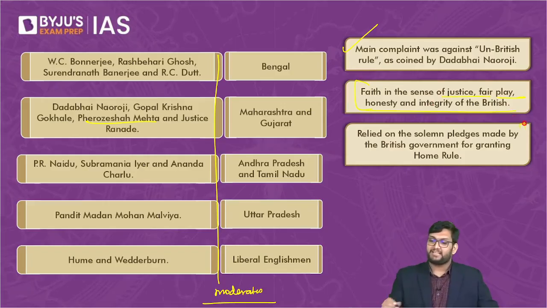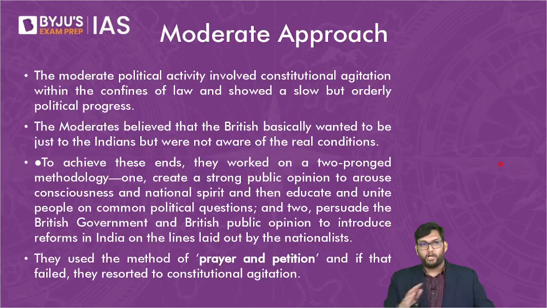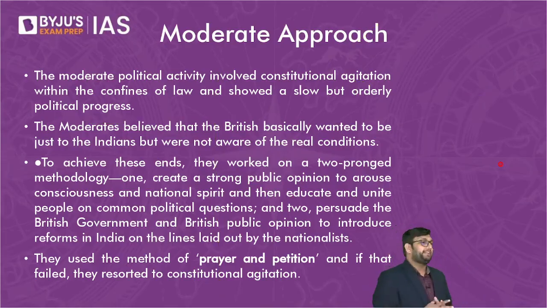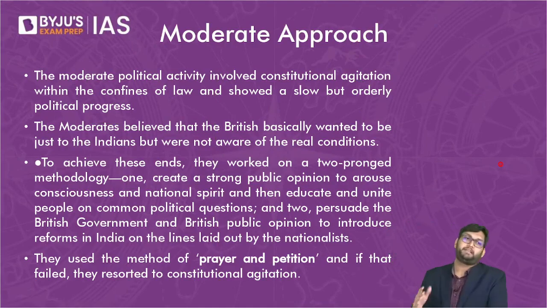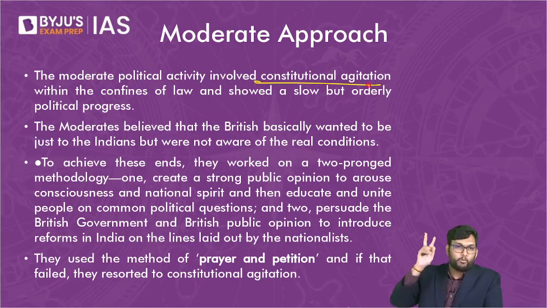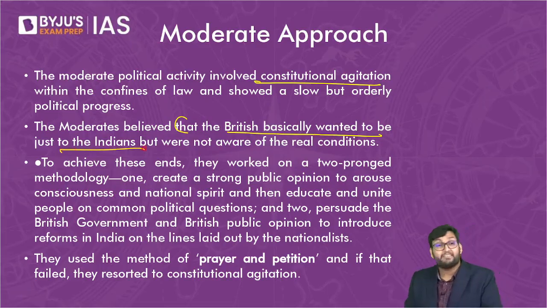And they said that you have pledged that you will give us our own rule, home rule. So you should give it. The simple point of the matter is all of these men have a faith that the British are not cognizant of their activities. So it was about constitutional agitation, and there was a two-pronged approach. The moderates believed that the British basically wanted to be just to the Indians, but they were not aware of their real conditions. They wanted to save our peasantry, but they don't know what they are doing.